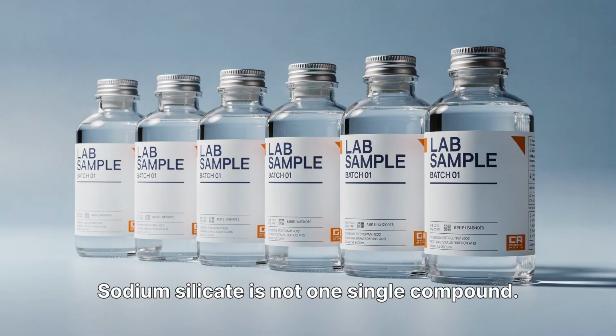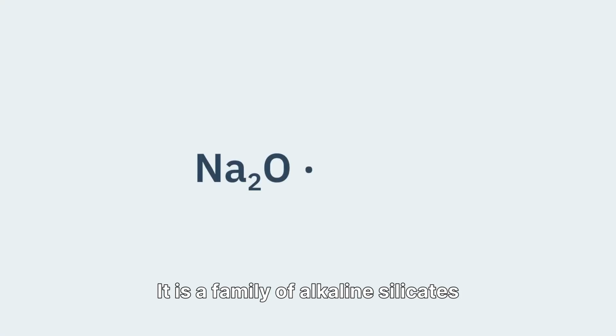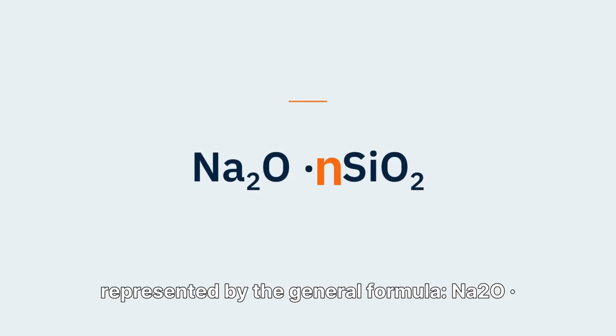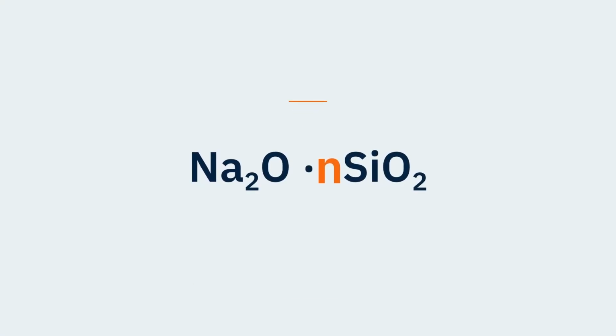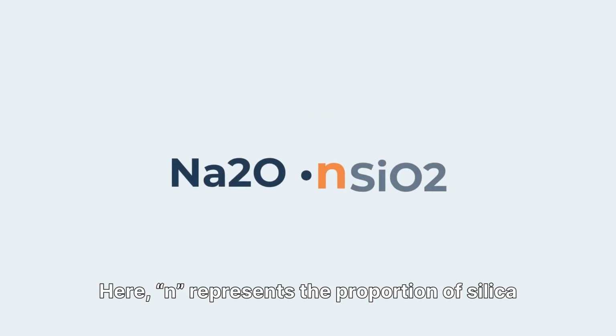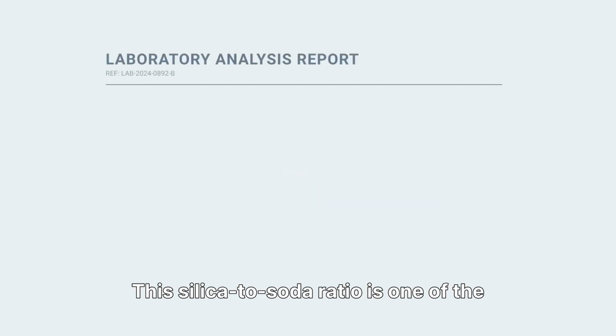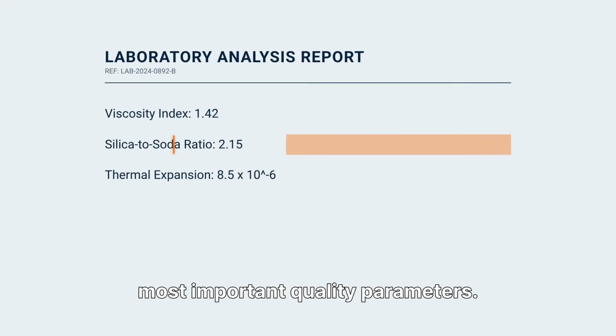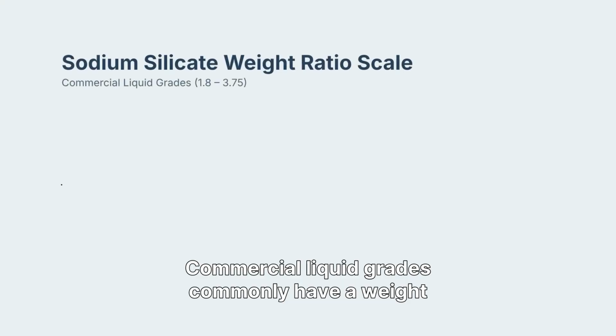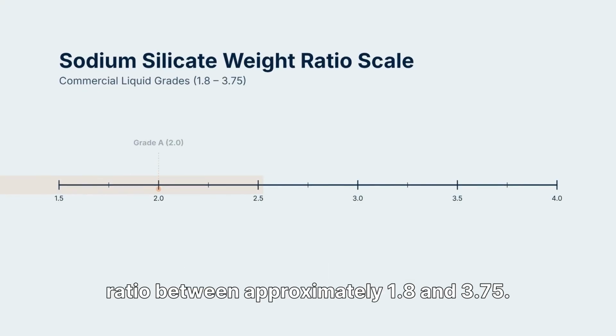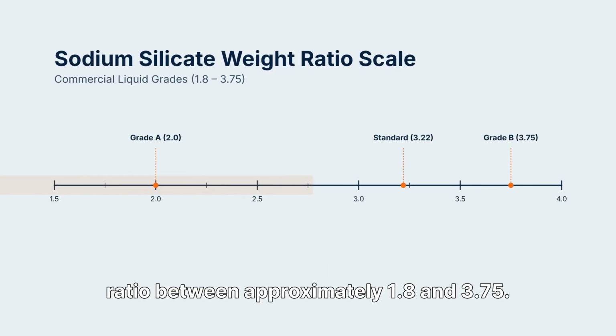Sodium silicate is not one single compound. It is a family of alkaline silicates represented by the general formula Na2O.NSiO2. Here, N represents the proportion of silica relative to sodium oxide. This silica-to-soda ratio is one of the most important quality parameters. Commercial liquid grades commonly have a weight ratio between approximately 1.8 and 3.75.